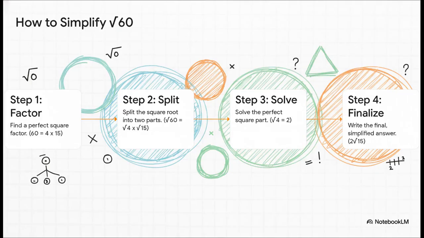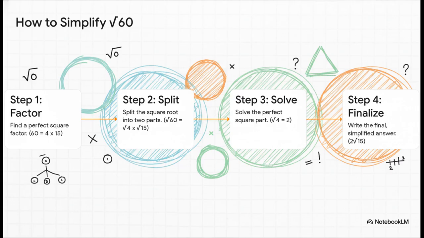Okay, so how do we simplify the square root of 60? Let's break it down. Step 1, we need to hunt for a perfect square that's a factor of 60. You know, numbers like 4, 9, 16. Wait, 4 works. 60 is just 4 times 15. Perfect. Step 2, now we use our property in reverse. We split the square root of 60 back into the square root of 4 times the square root of 15.